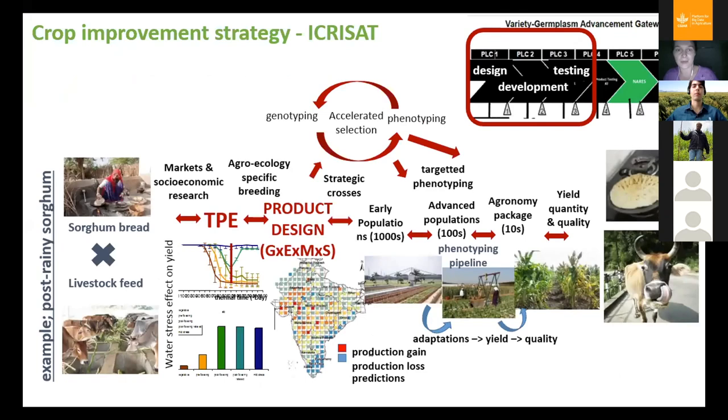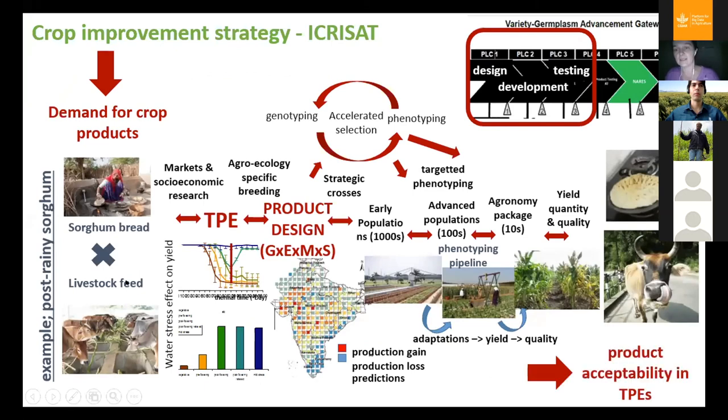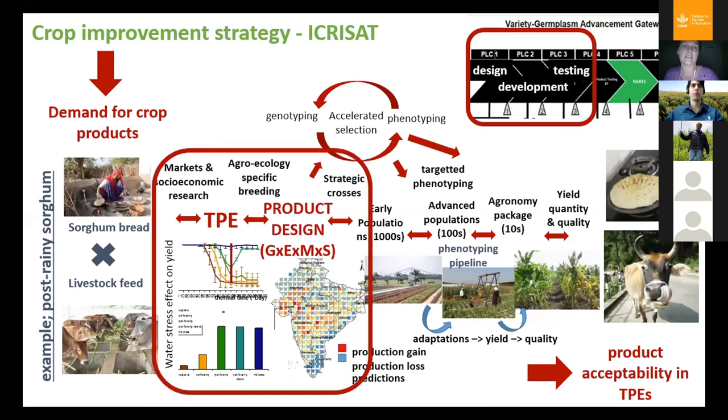Don't worry about all this. What matters here is that we have a complex process. Here is again the example of post-rainy sorghum, where at the beginning is demand for the crop products, and at the end is product acceptability in those target population of environments. So here in this presentation, we will be dealing with this part.